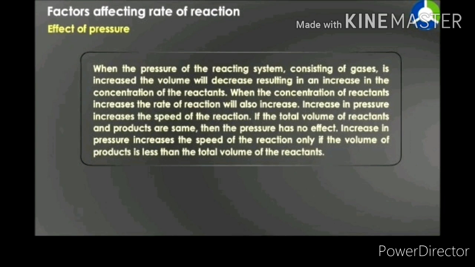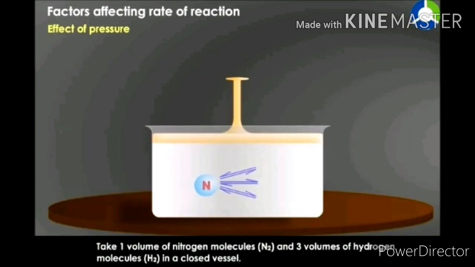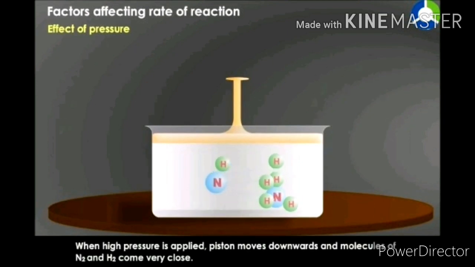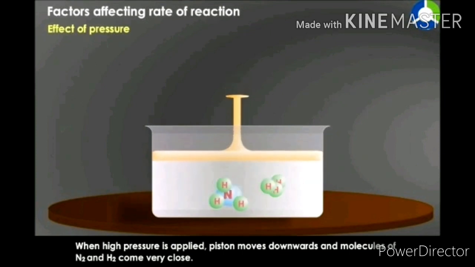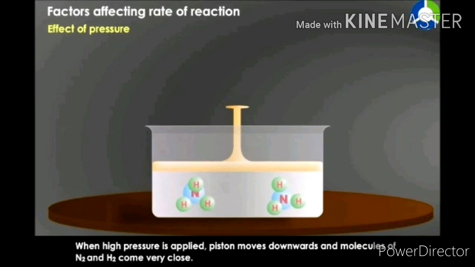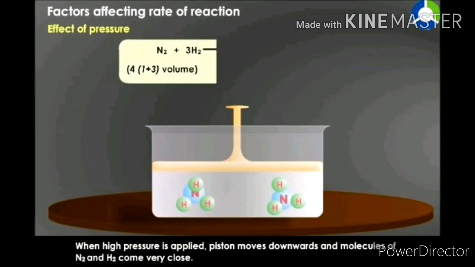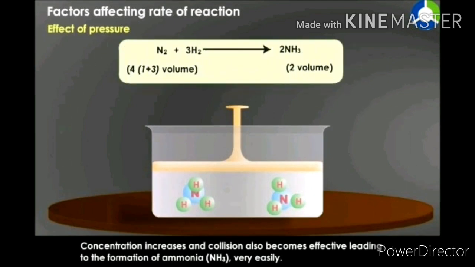So in order to understand the effect of pressure, let us perform a simple experiment. Take 1 volume of nitrogen molecules and 3 volumes of hydrogen molecules in a closed vessel. When high pressure is applied, piston moves downwards and molecules of N2 and H2 come very close. So N2 + 3H2 gives 2NH3. Concentration increases and collision also becomes effective, leading to the formation of ammonia very easily.